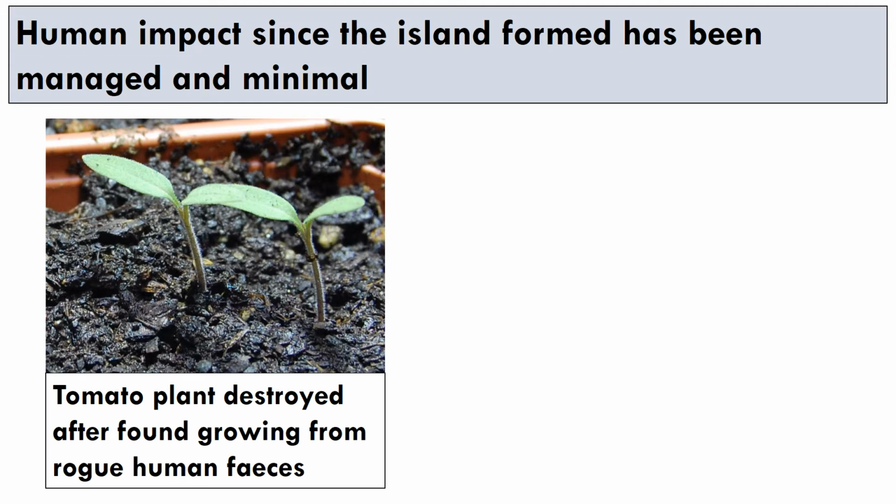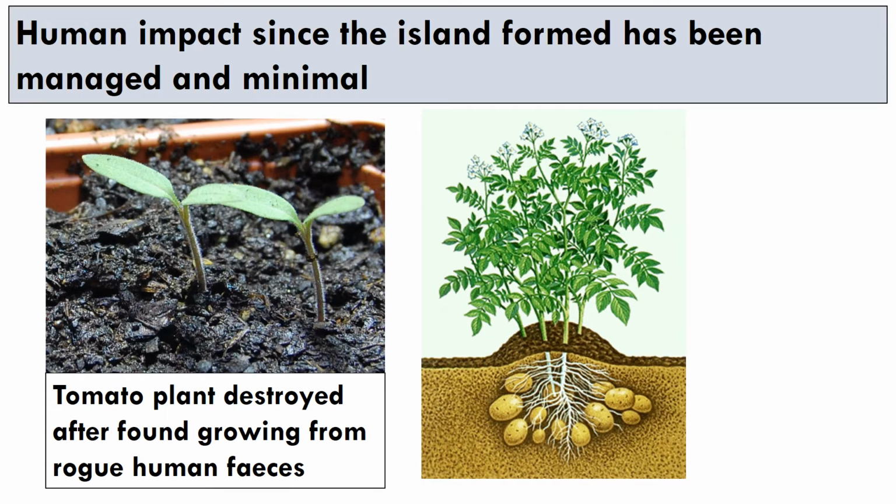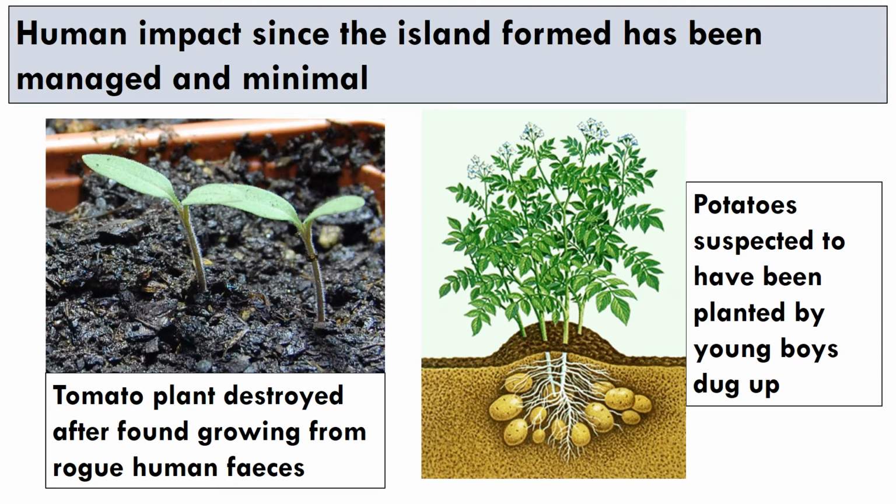There was, however, a tomato plant which was found, and they think someone, maybe a fisherman, stopped at the island and did a poo which had tomato seeds in it, and they got rid of that. Another thing that happened was somebody went over there and planted potatoes. Some young boys apparently planted potatoes. I suppose there's worse things that they could be doing in their spare time, but they were dug up as well, so obviously didn't arrive there naturally.